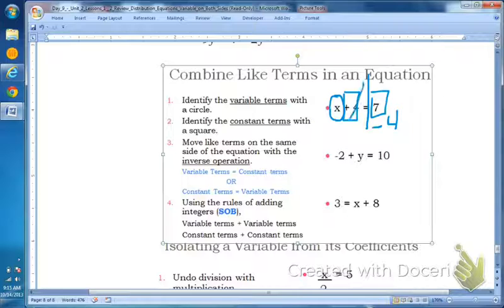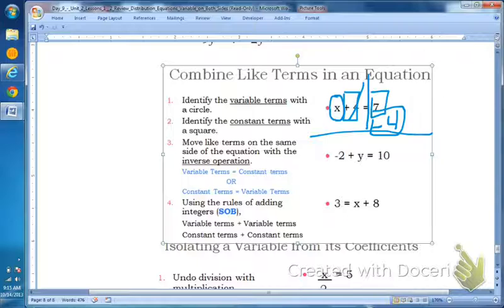I'm going to cross that positive 4 off, because it's no longer on that side. Just remember that was a square there. It was a constant. And now we're ready to combine our like terms. What rule do you use when you combine like terms? Same signs add, opposite signs subtract, bigger sign wins. So we have a positive 7 and a negative 4, which would be positive 3.